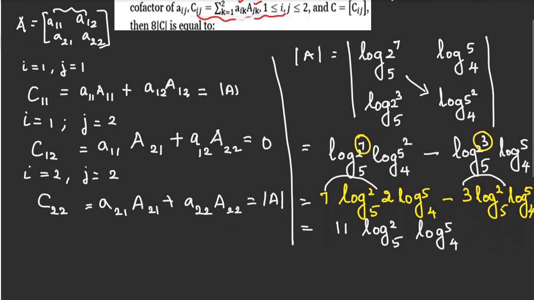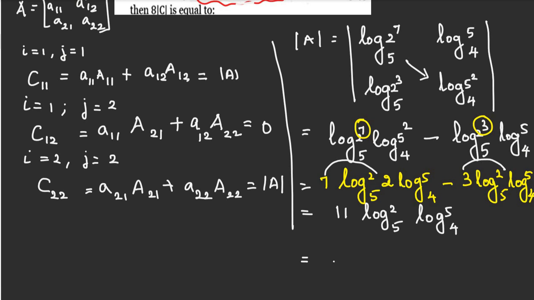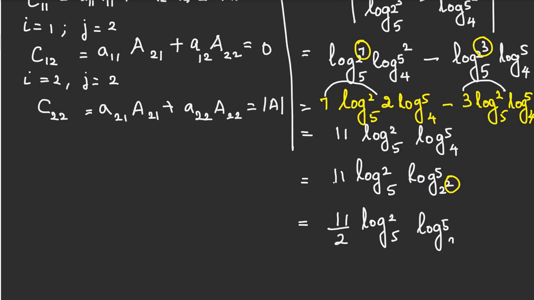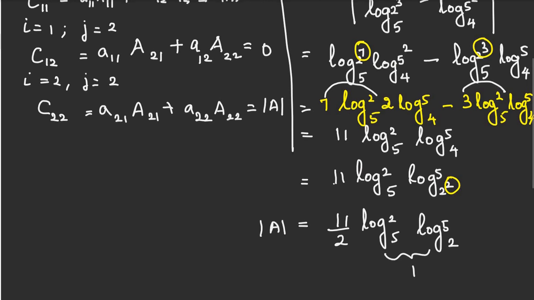Now simplifying, this is equal to 11 log 2 to the base 5 into log 5 to the base 2 squared. Now this 2 squared can be written as 5 to the base 2. The value of this is 1. Therefore, we got the determinant of A equal to 11 by 2.